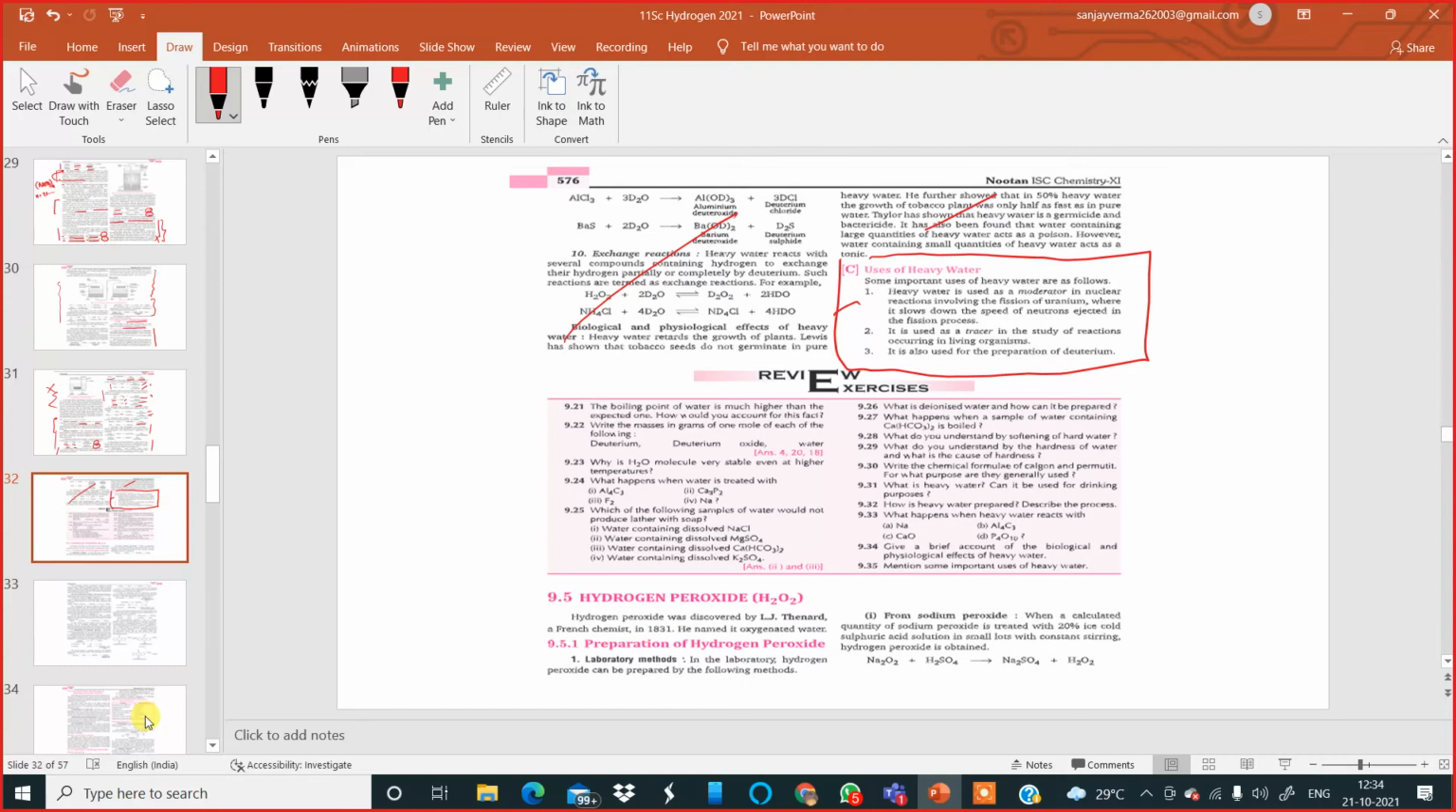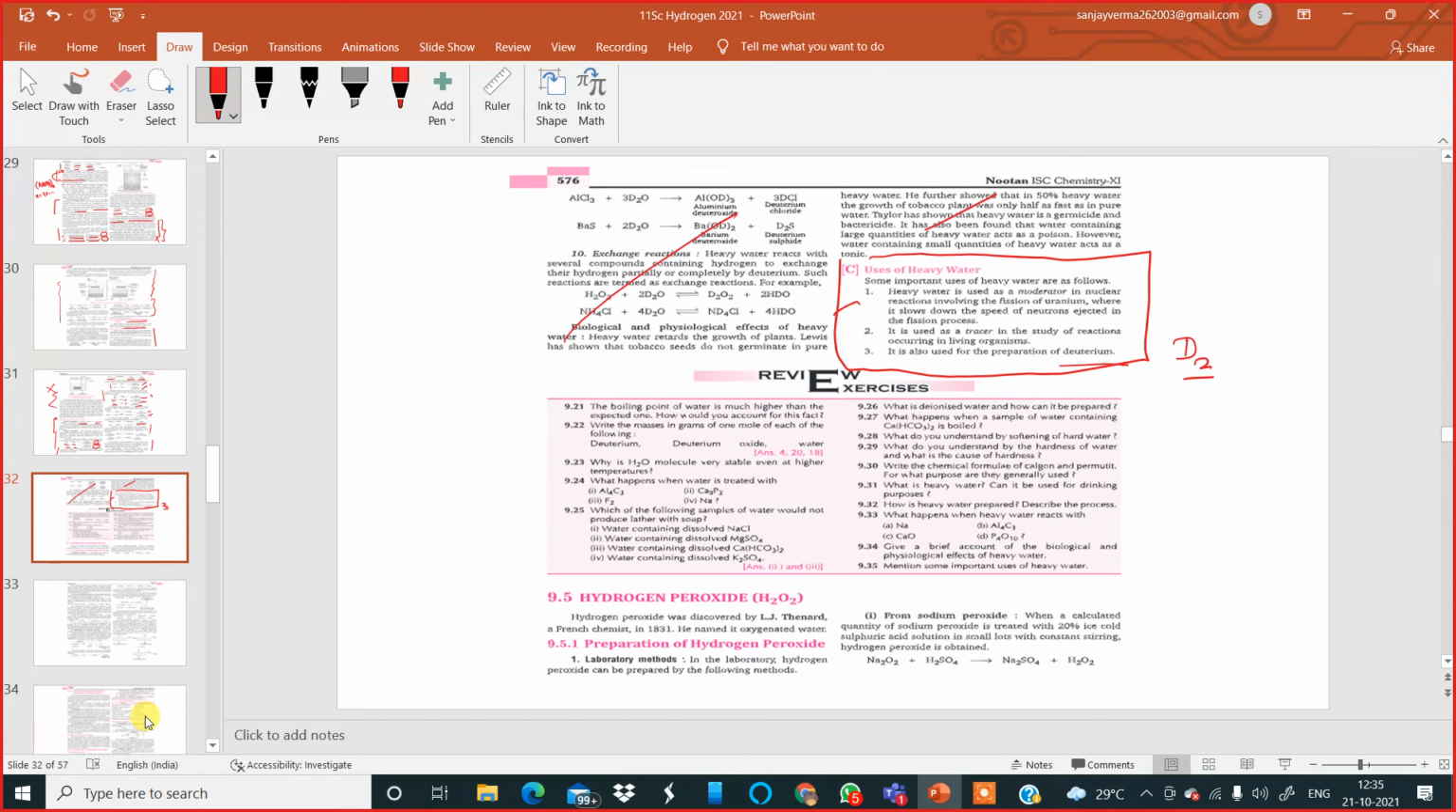It is used as a tracer in the study of reactions occurring in living organisms. So what are the reactions happening? If instead of water you inject D2O, that is heavy water, we can follow its movement in the system, in the mechanisms happening in living organisms, and find out how it is used up. That is how we can use it as a tracer. It is also used for the preparation of deuterium, that is D2. So these are the important uses of heavy water.